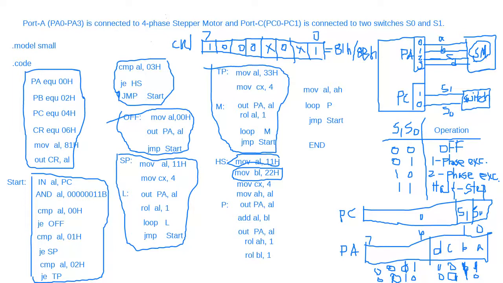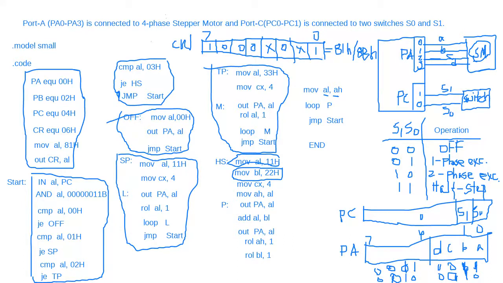move AL comma AH. So AH is sent to the AL, and AH is sent to the port, and loop again. So it will be sent to the stepper motor again. That means single phase mode, and then add AL comma BL. So AL, yeah. So everything, look at here.